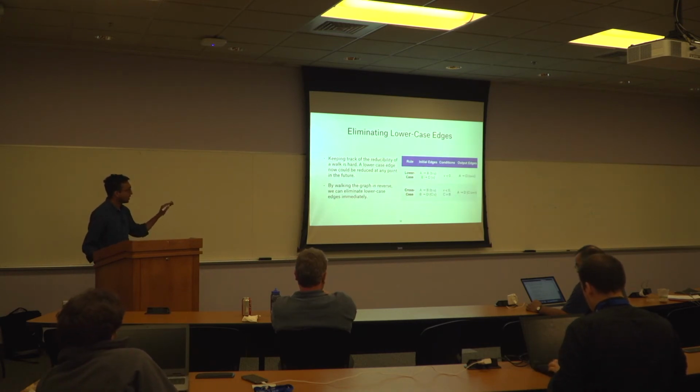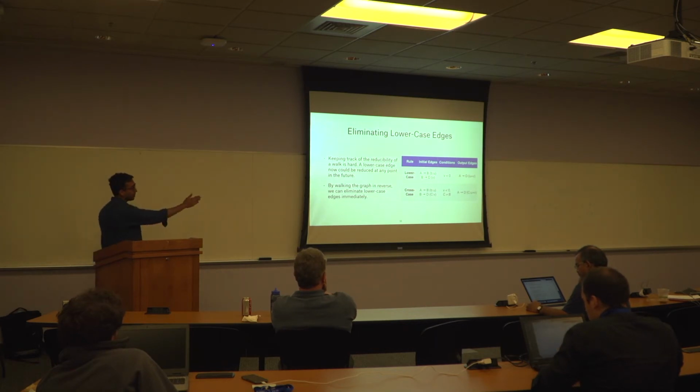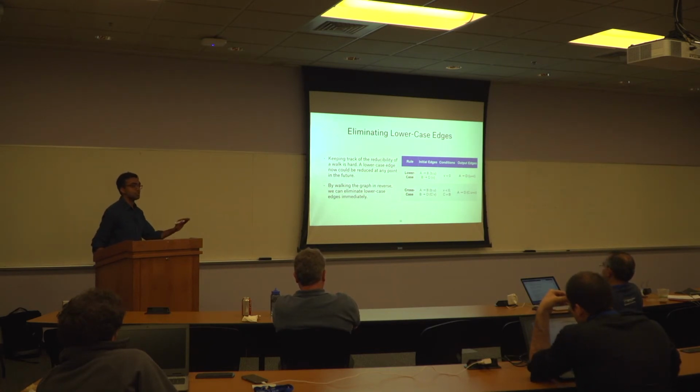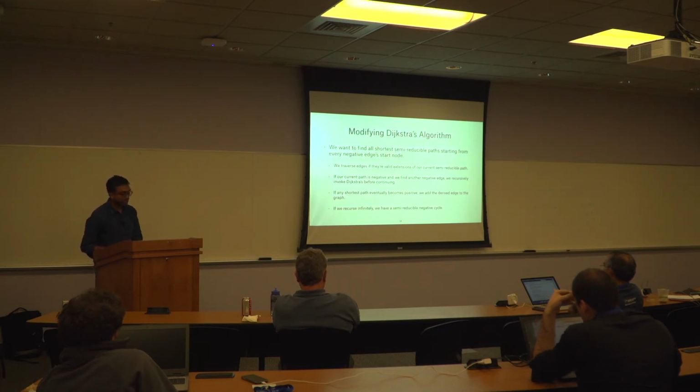And then really quickly about the algorithm that I will discuss, this algorithm is going to search for semi-reducible paths backwards in the graph. Don't worry too much about it. It turns out that if we walk backwards, then it becomes much easier for us to eliminate these lowercase edges as we go, in an appropriate fashion. But don't worry too much about this. If you have more questions about exactly why, you can come and ask me later.